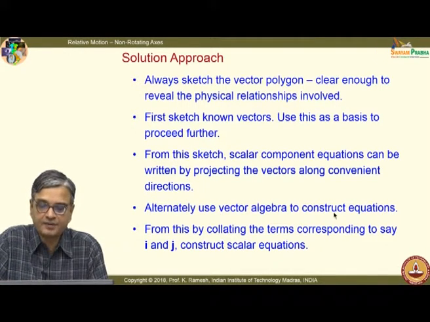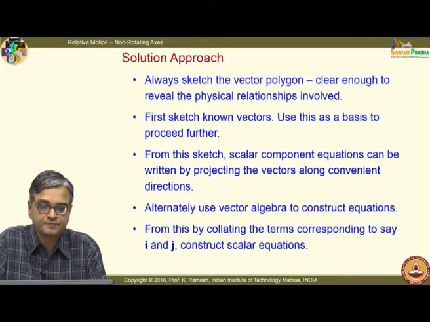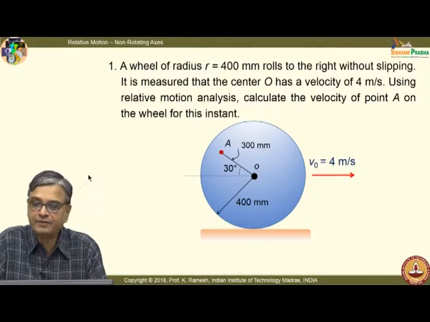Alternately, use vector algebra to construct equations. From this, by collating the terms corresponding to, say, i and j, construct scalar equations. So, what we will do is replace e_r and e_phi with simply i and j, representing the axes. We will do that and take up a very simple problem, which you all seem to have better exposure to: rolling.